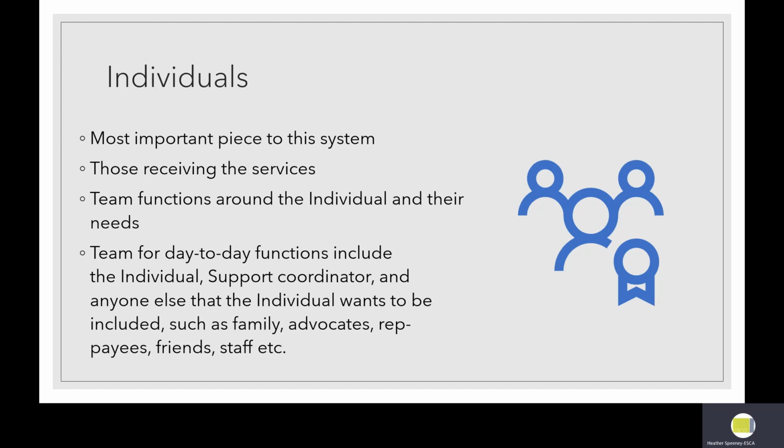And as you gain services, you will add providers to your team. A team can consist of anyone else that the individual would like involved in their decisions. That could be a relative, a friend, whoever you'd like. Your team size may increase and decrease at times based on the number of people involved, especially if your provider number goes up or down.